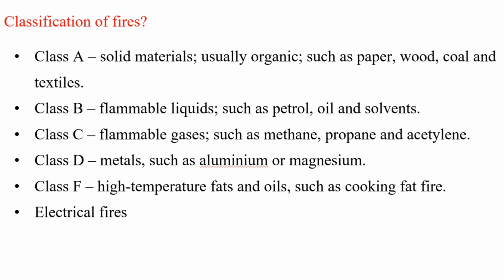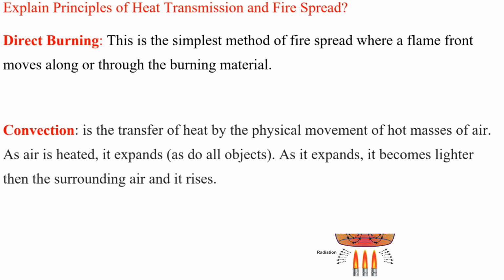Classification of fires. Class A: solid materials, usually organic, such as paper, wood, coal and textiles. Class B: flammable liquids, such as petrol, oil and solvents. Class C: flammable gases, such as methane, propane and acetylene. Class D: metals, such as aluminium or magnesium. Class F: high-temperature fats and oils, such as cooking fat fires. Electrical fires.